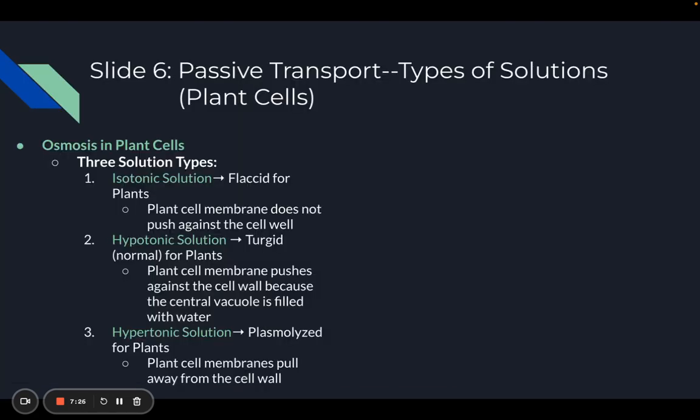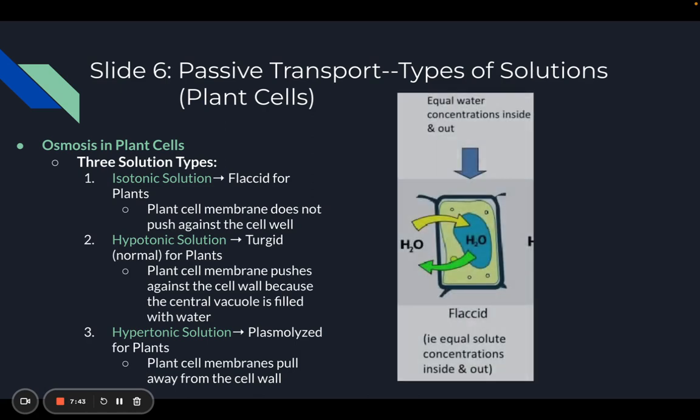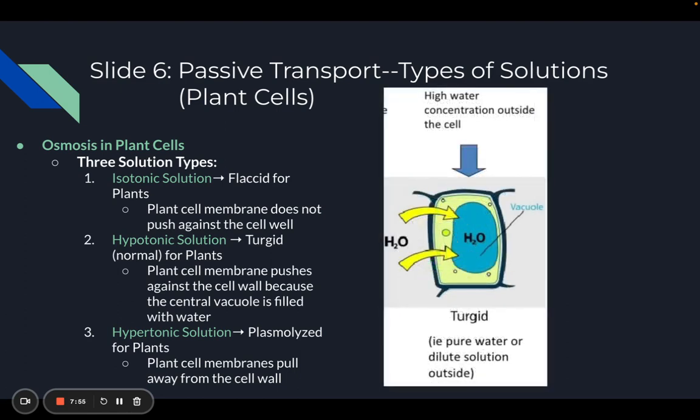Plant cells are slightly different. As you know, plant cells have an additional cell wall outside of the cell membrane. So in different solutions involving plant cells, an isotonic solution is actually going to create an environment where water enters and leaves the cell, but the cells themselves get kind of flaccid and start to lose a little bit of structural integrity.